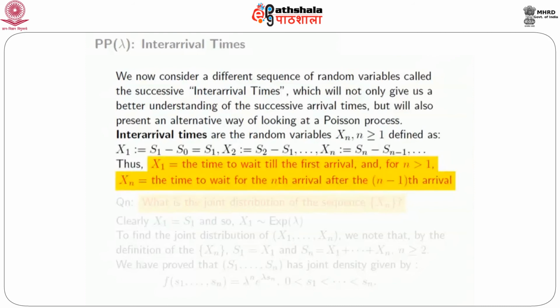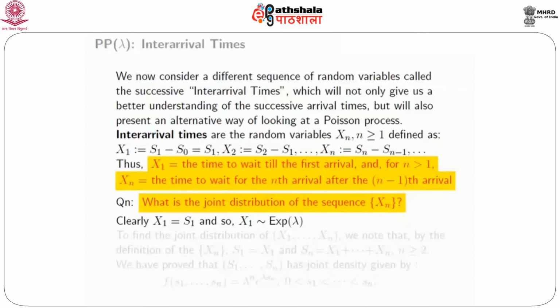So X1 is equal to S1, but for general n, Xn is the time of occurrence of the nth event minus the time of occurrence of the (n-1)th event. From that you can easily see that X1 is nothing but the time to wait till the first arrival, and for n greater than 1, because S(n-1) is subtracted, Xn is the time to wait for the nth arrival after the (n-1)th arrival. So the question that we're going to ask is: remember we have already obtained the joint distribution of (S1, S2, ..., Sn). We obtained the joint density. It's not clear to us where the joint density comes from, but at least we have the joint density.